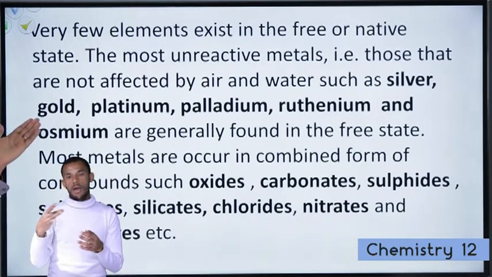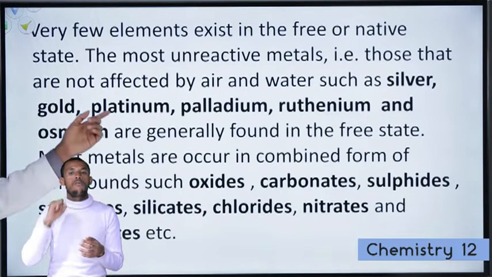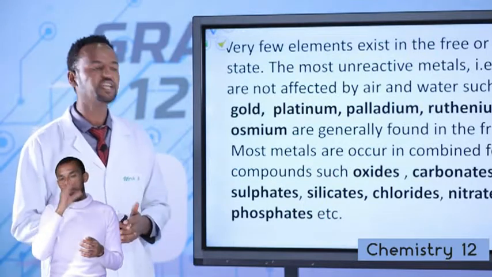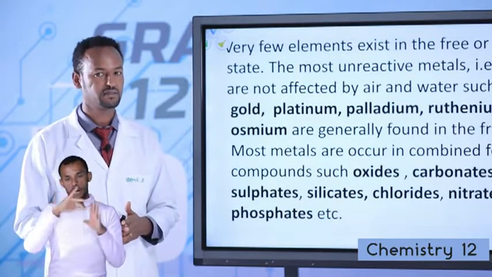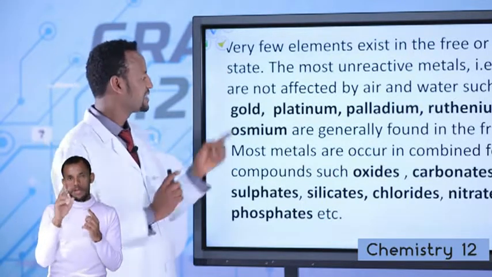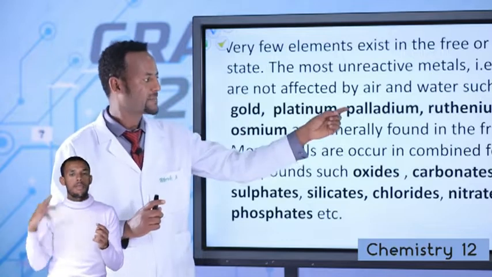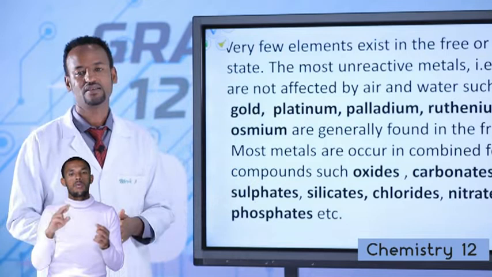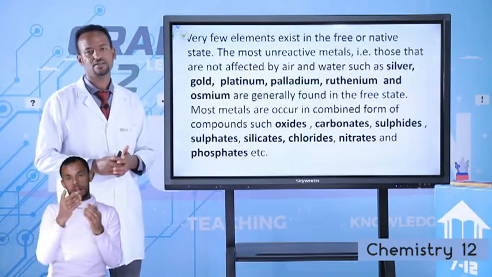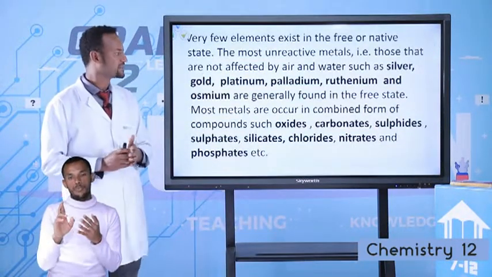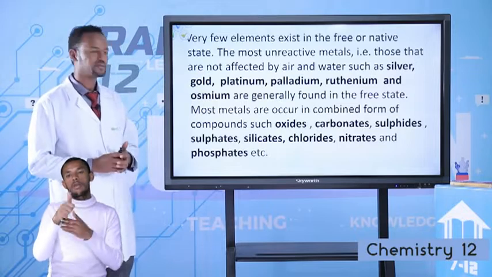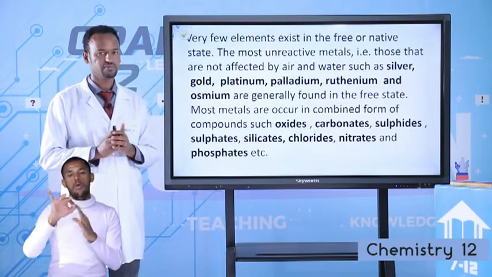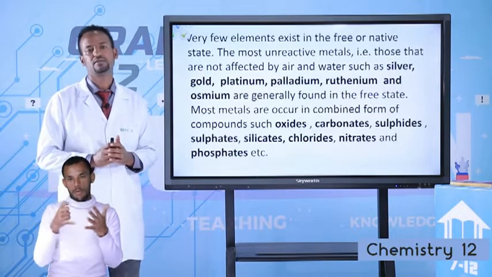Gold, silver, platinum, palladium, ruthenium, and osmium are generally found in free states. Remember, they exist in free states because of less reactivity, because they are not affected by air and water. But most metals occur in combined forms because of their reactivity.